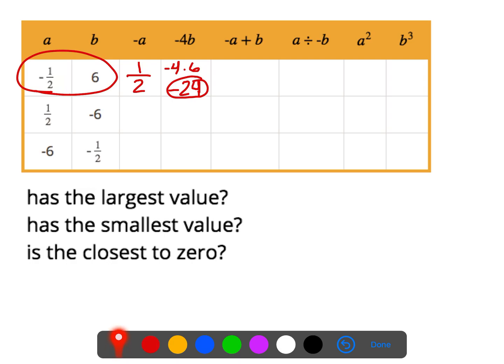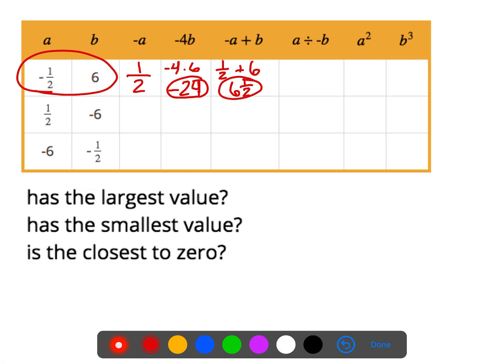For the next one, we are adding, but we are adding b to the opposite of what A is. And remember, we already have that listed here, so what we're going to be doing is 1/2, the opposite of A, plus B, which is 6. So our answer is 6 1/2.